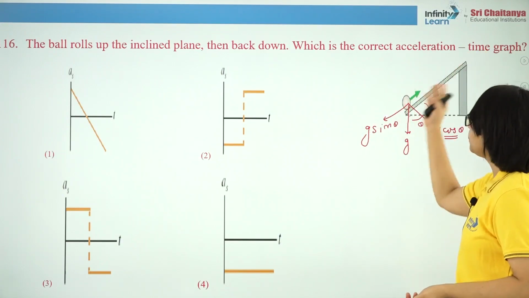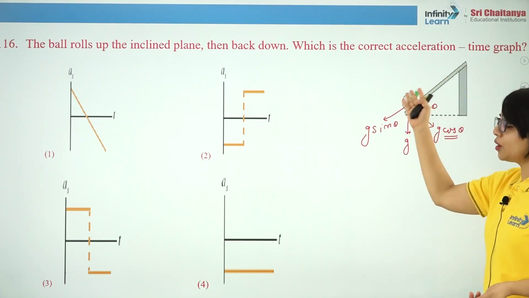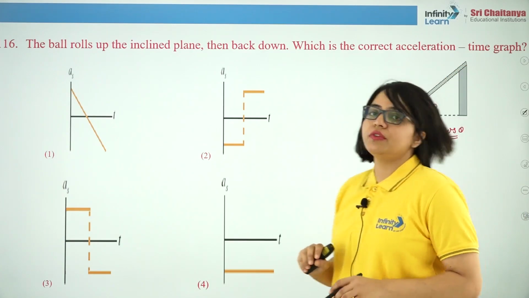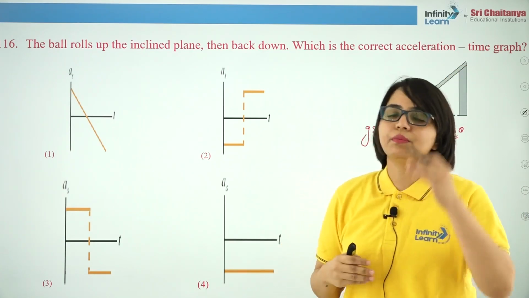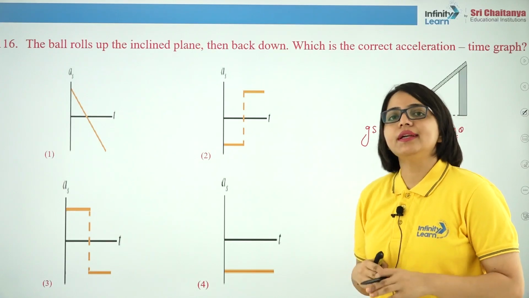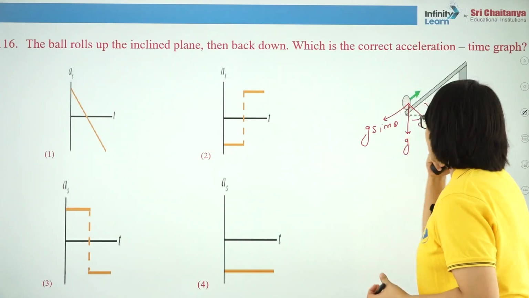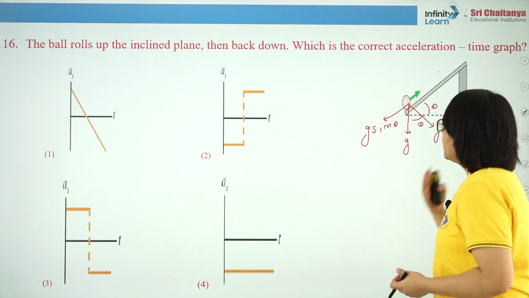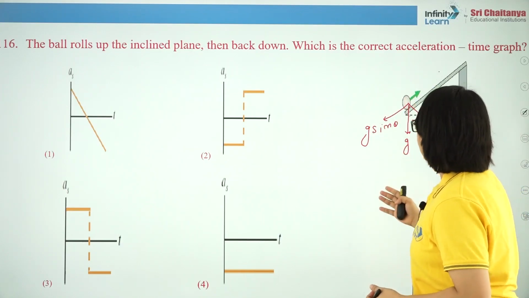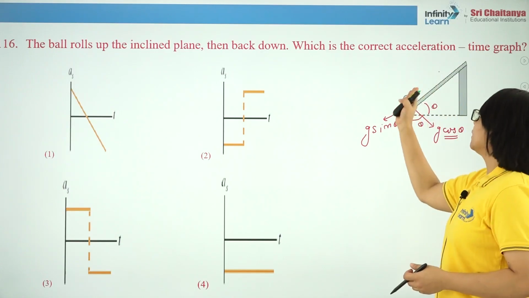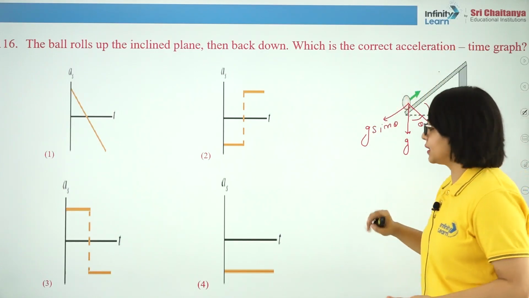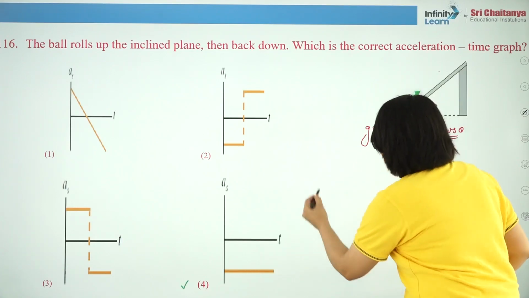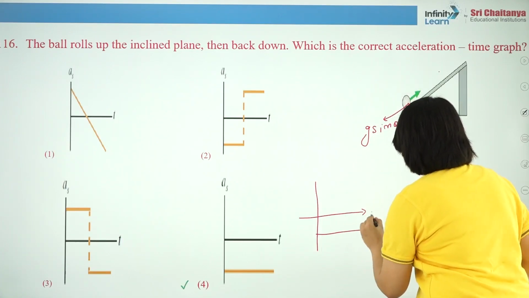So, when it is going up, its acceleration will be g sin theta downwards, that is downwards along the incline, and when it is coming down, its acceleration will be again g sin theta. That means the ball is moving with a constant acceleration, that is g sin theta, and since it is pointing downwards along the incline, let us say it is negative and take the direction along the incline upward as positive. So, correct answer will be option 4, right. So, it is your acceleration time graph.